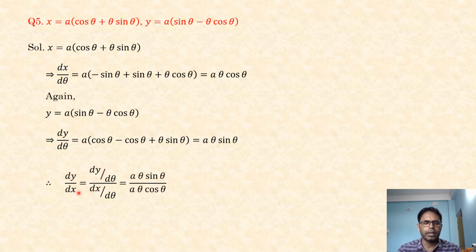So dy/dx is equal to dy/d theta divided by dx/d theta. dy/d theta has this value and dx/d theta has this value. Just replacing, a theta is cancelled, so you can write the answer as tan theta. So that is the solution for the question. You understood surely? Okay, so let us take another question.